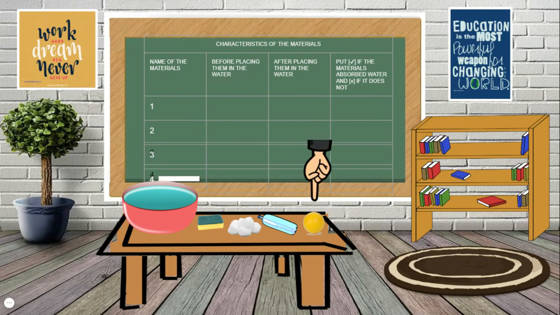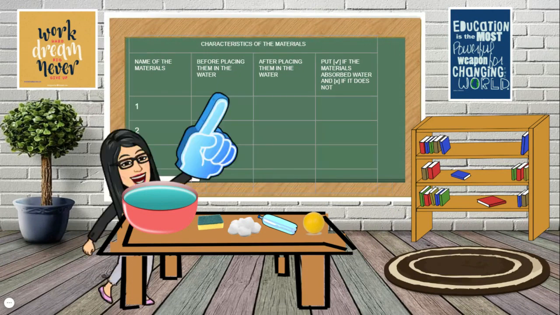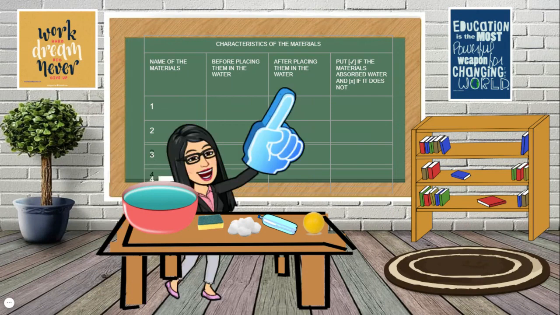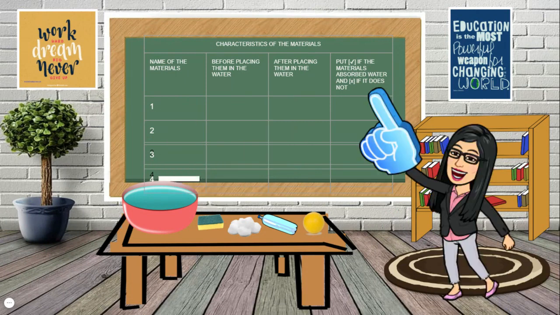On the second column, you will write the characteristics of the materials before placing them in the water. On the third column, you will write the characteristics of the materials after placing them in the water. Then on the last column, you will write a check if the material absorbs water and write X if the material does not absorb water.